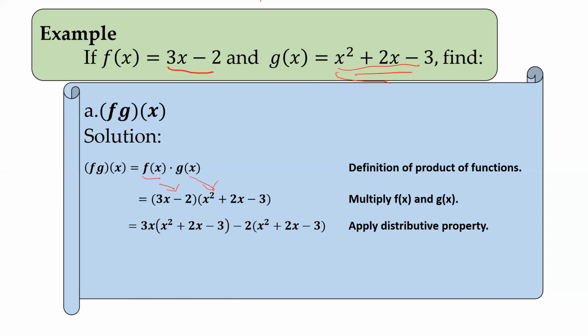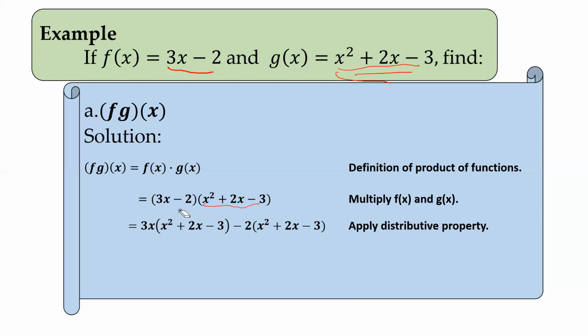How to do that? We will use the distributive property, because here we have a binomial. Binomial means dalawang terms, so 3x and negative 2. Two terms na yan. Then a trinomial. Trinomial means 3 terms. We have here the x squared, the 2x, and the negative 3. Yung 3 terms na tayo.